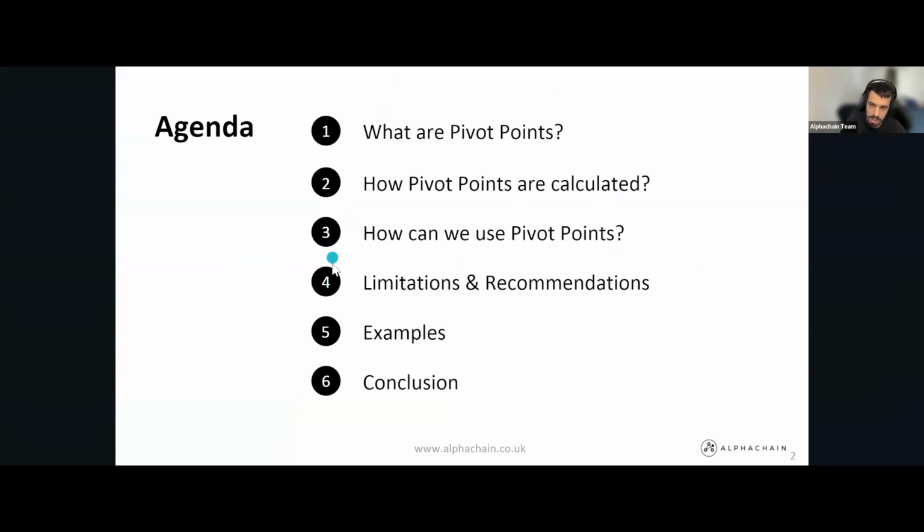So what are pivot points? How are they calculated? How can you use them? Some limitations and recommendations that I'll share. And then we'll just go through the charts, showing some examples on the different assets: Forex, crypto, indices, maybe when price is ranging, when price is trending, just to see how you can actually use them. And then in the end, just a conclusion.